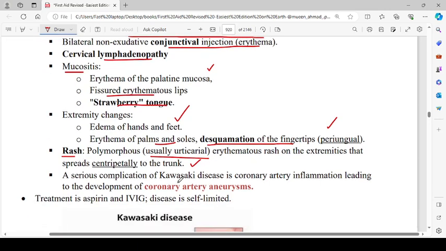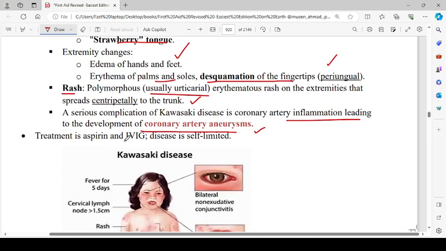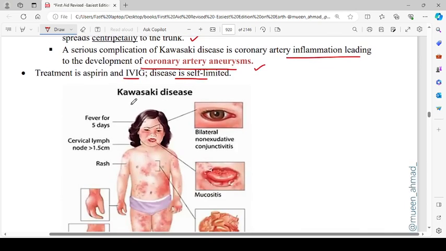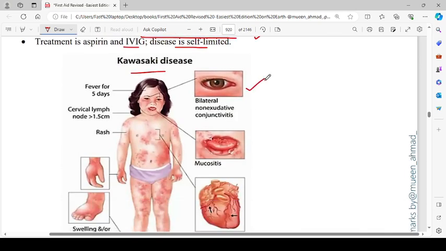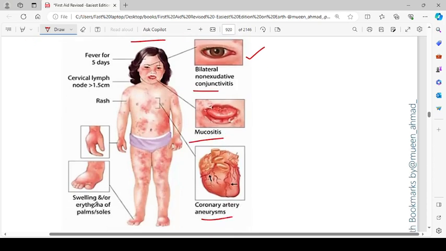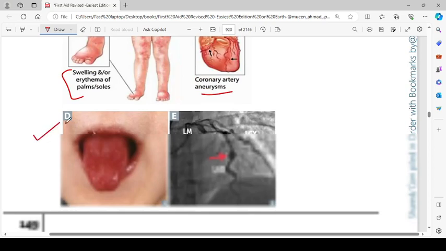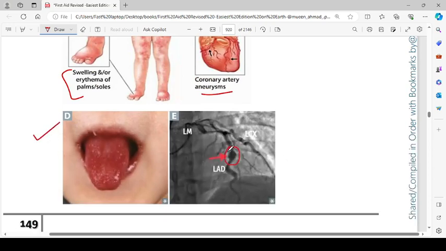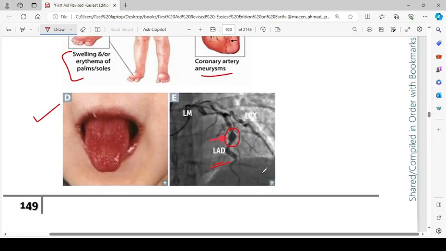A serious complication of Kawasaki disease is coronary artery inflammation leading to the development of coronary artery aneurysm. Treatment is aspirin and IV immunoglobulin. The disease is self-limited. So this is Kawasaki disease: bilateral non-exudative conjunctivitis, then mucositis, coronary artery aneurysms, swelling and or erythema of the palms and soles. There will be a rash, cervical lymph node more than 1.5 centimeters, and fever for 5 days. Okay, so this is strawberry tongue, and here you can see coronary artery aneurysms in the left anterior descending artery.